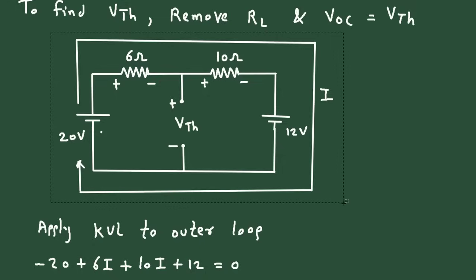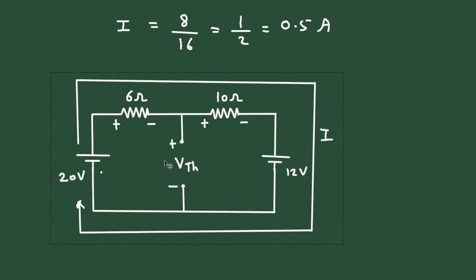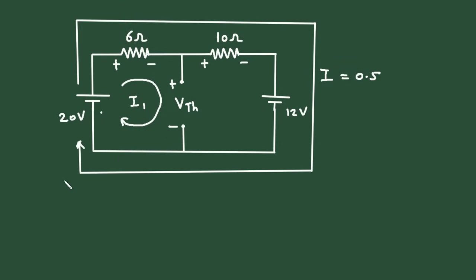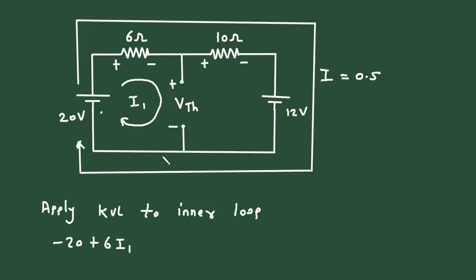Again we will copy this circuit from here. And the value of I is 0.5. Now we will apply KVL to inner loop. Let's say this current is current I1. So here we can write apply KVL to inner loop. Now let's say we are starting from this point, so it will be minus 20, then plus 6I1, then plus VTH is equal to 0. Now here we can see this current I is equal to I1. So here we can write I is equal to I1 is equal to 0.5 ampere.